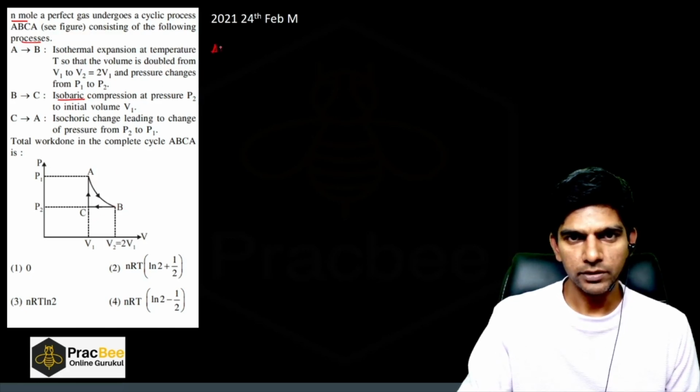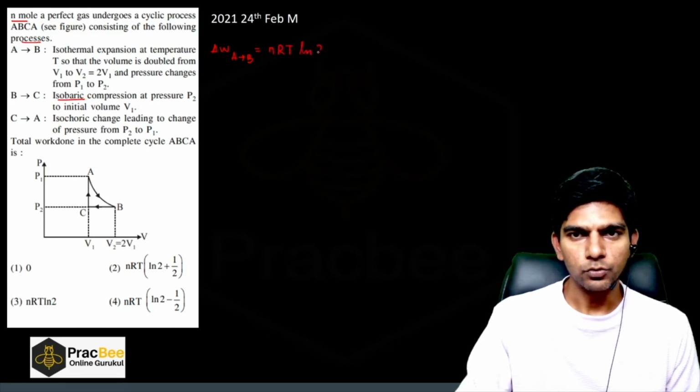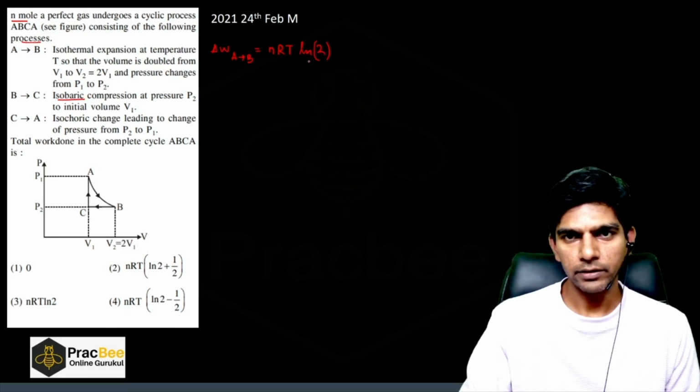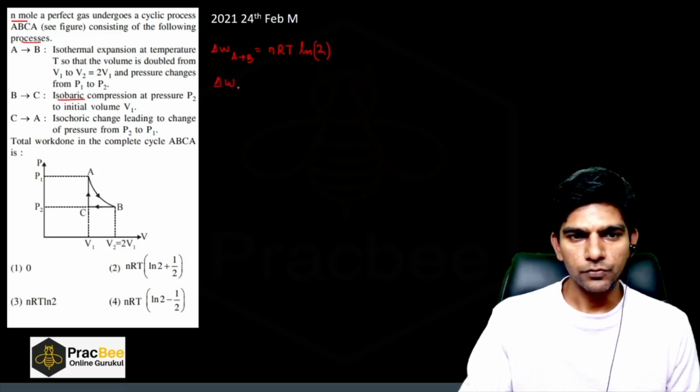So work done in the process A to B, which is an isothermal process, will be nRT ln 2, right? Because volume is getting doubled. So it will be nRT ln 2. Now work done from B to C.